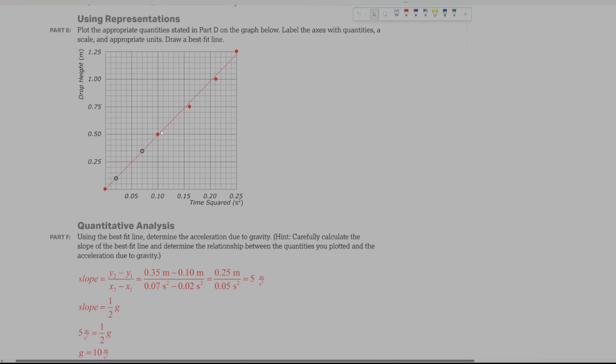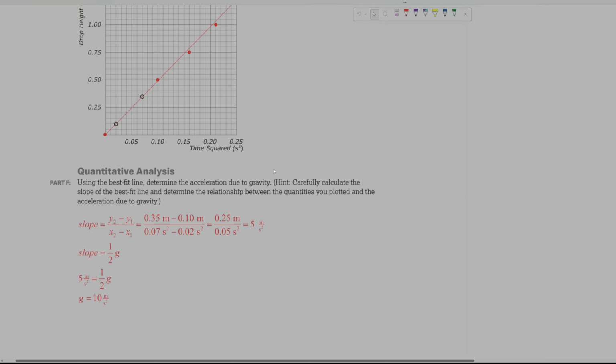And then we had to do something. Do not connect the dots, just draw your best fit line. Then use the best fit line to find our slope. Do not use your data. And when you find the slope, make sure you show the calculation and don't just put the answer down there.